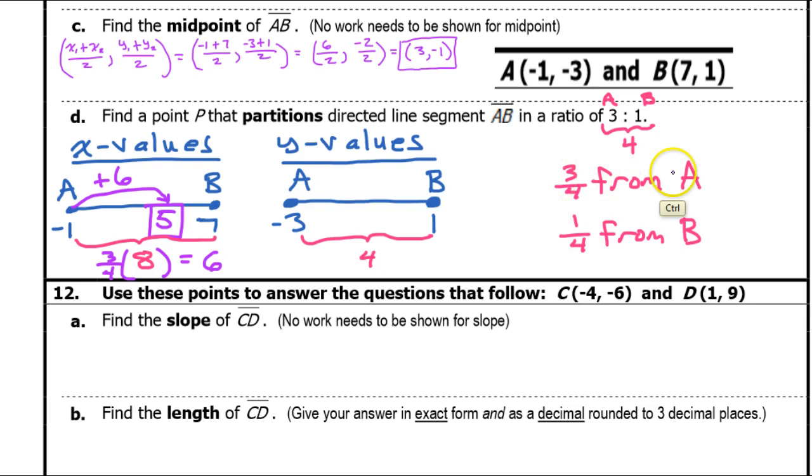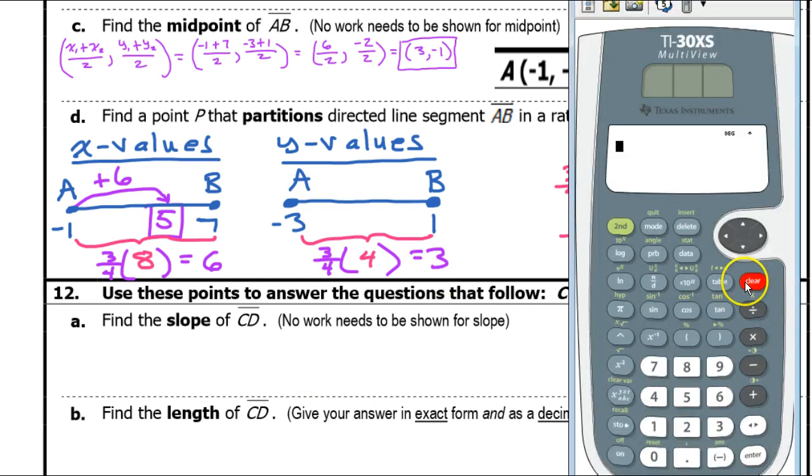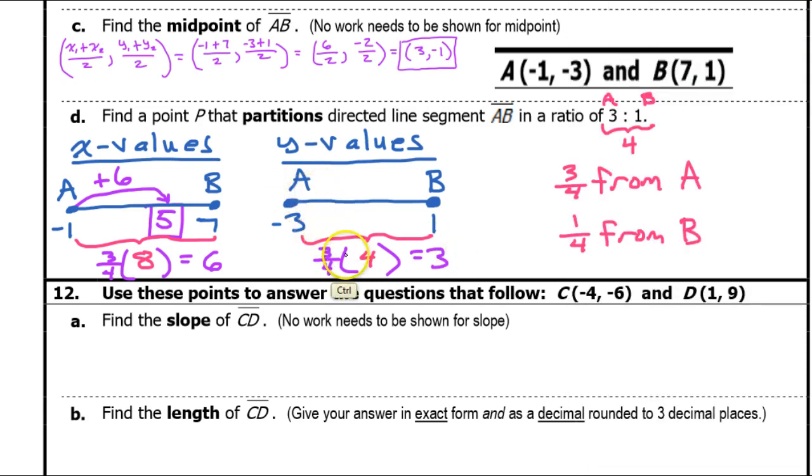I'm still going 3/4 of the way from A. So the question is, what is 3/4 of 4? Now I look at this and go, well, these 4's cancel each other out and I get 3. So I know it's going to be 3. If that seemed like some kind of witchcraft to you, then you would go 3/4 times 4. Oh, look, it's 3. So 3/4 of the way from A, in this case, means 3 units from A.